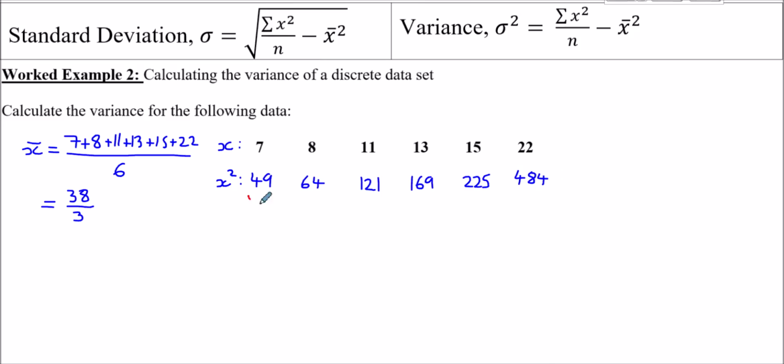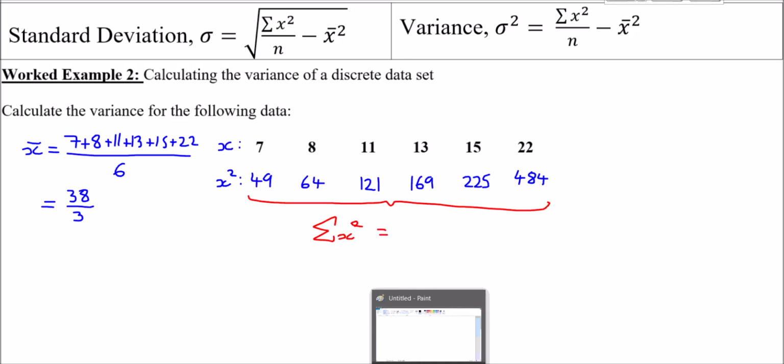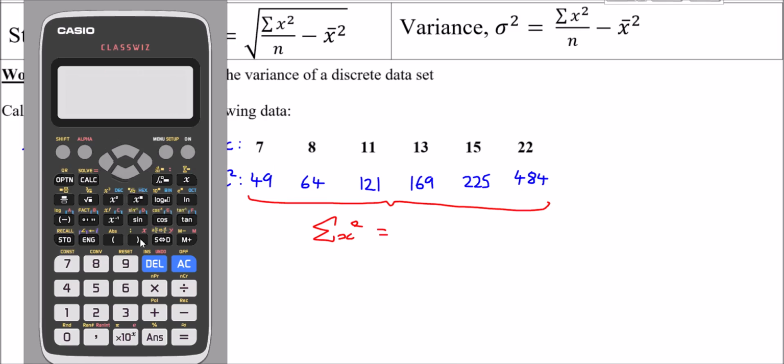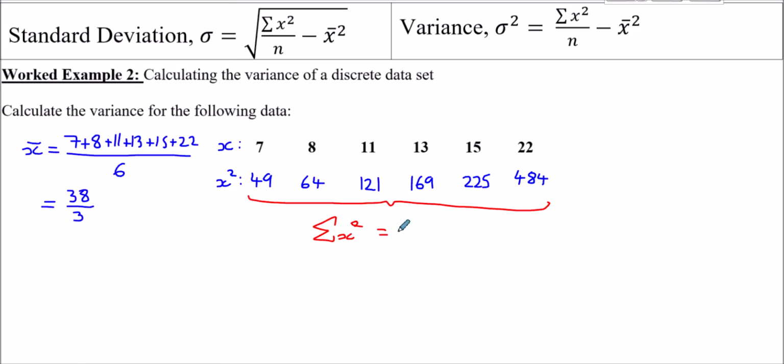We now add together these to get sigma x squared. So if we add together all these values here, so 49 plus 64 plus 121 plus 169 plus 225, whoops, put an extra 2 there, that was careless, plus 484. We get 1112.